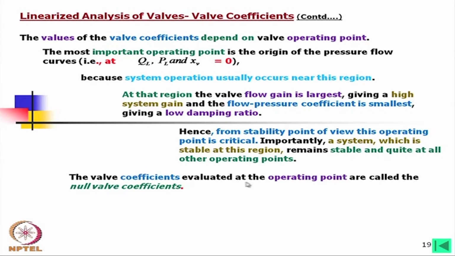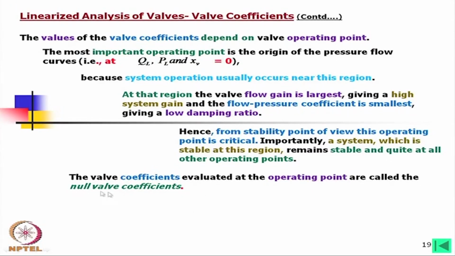The valve coefficients evaluated at the operating point are called the null valve coefficients. You see, this null position actually may be the neutral or zero position, but when we are considering a particular operating zone, then for the ideal position for that amount of flow, say QL1, say 30 liters per minute, we will say that XV position is the null point, and about that point the coefficients are called the null valve coefficients. Okay.